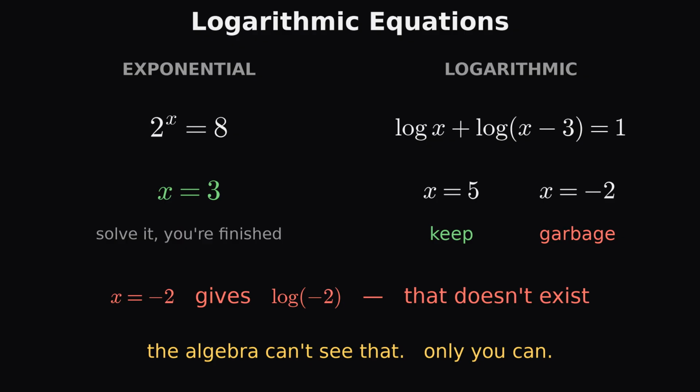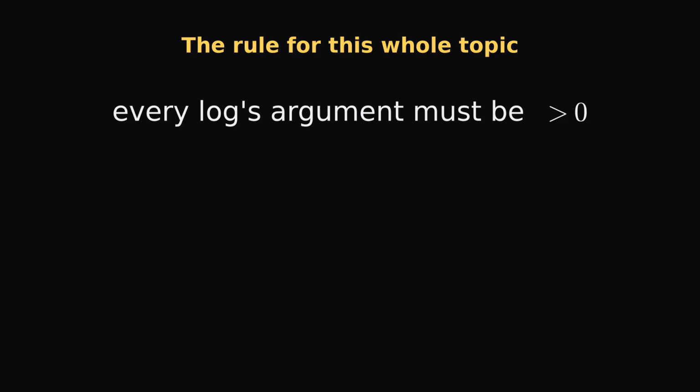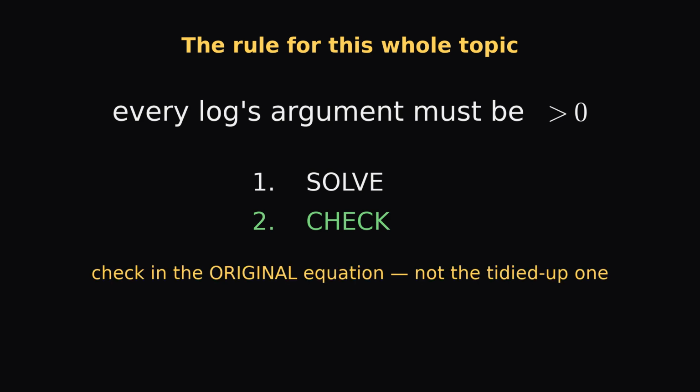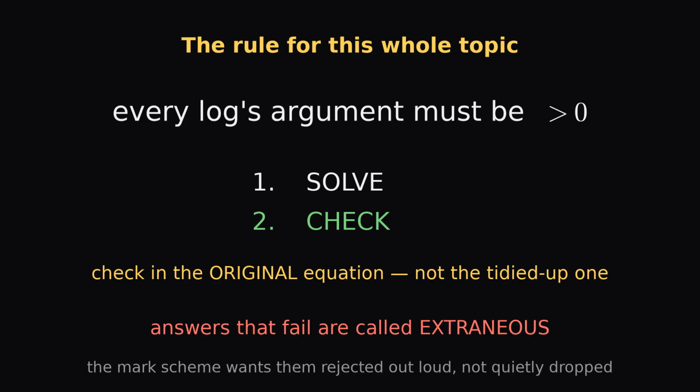Only you can. So here's the rule for this entire topic. Every log's argument has to be greater than 0, which means solving is step 1 and checking is step 2. And step 2 is not optional. You check every answer in the original equation, not the tidied up version, the original. Answers that fail the check are called extraneous, and the mark scheme expects you to reject them out loud, not just quietly leave them out.